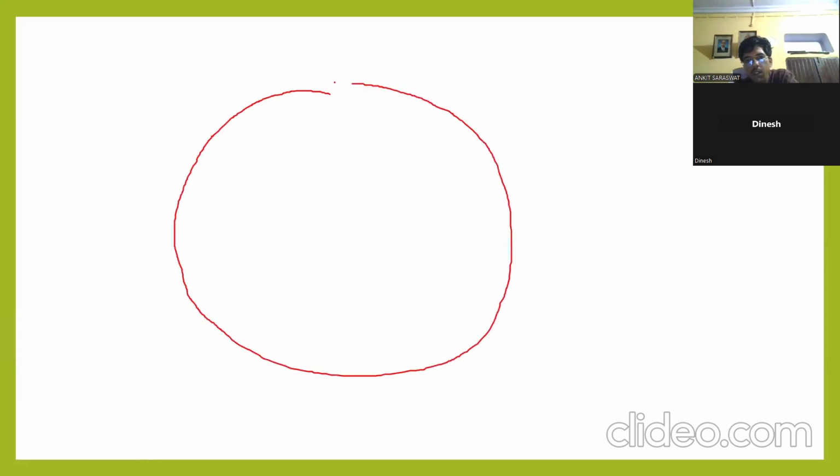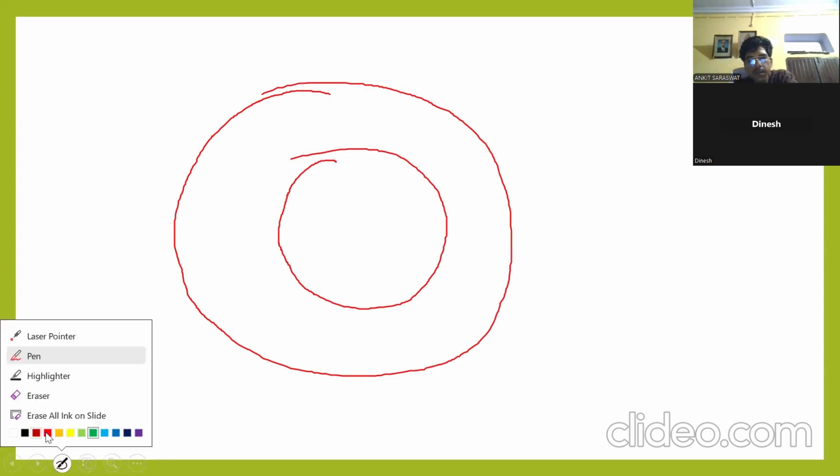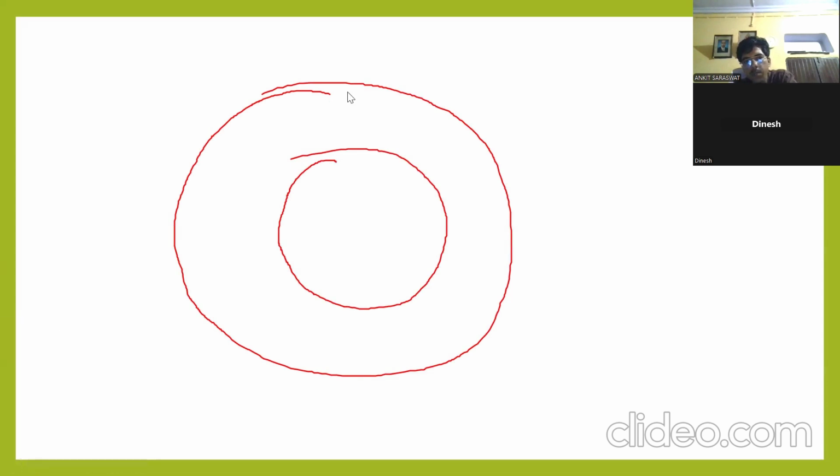Clear? So I will explain how vehicles are moving on a circular track. For example, they are moving. This is a circular track, and on this circular track, one vehicle is there. Let us suppose this is a vehicle.